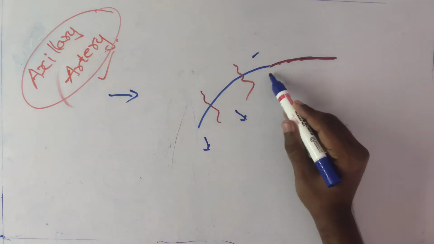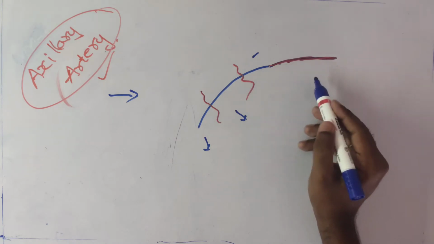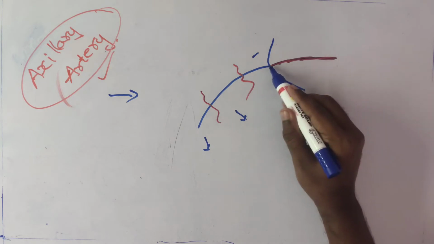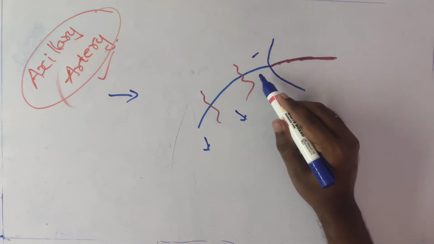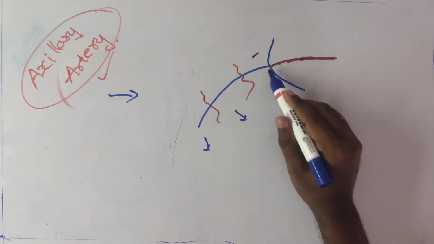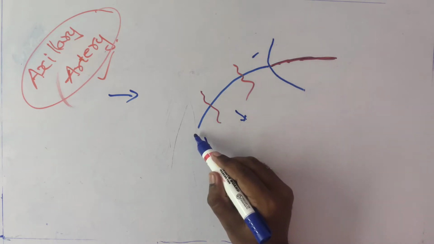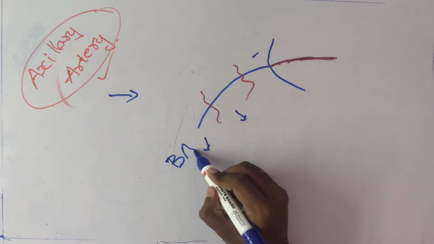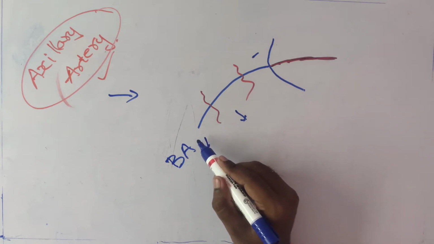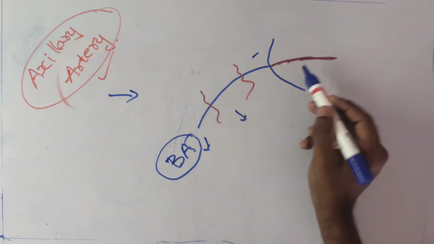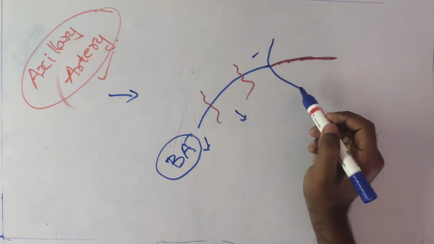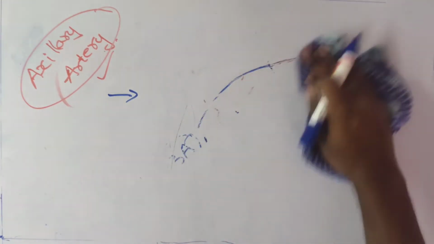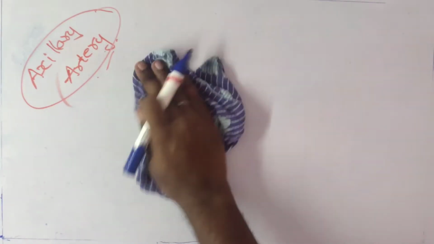Next, the axillary artery extends from the outer border of the first rib, and it ends by continuing as the brachial artery. It extends from the outer border of the first rib to the brachial artery. This is the introduction of the axillary artery.